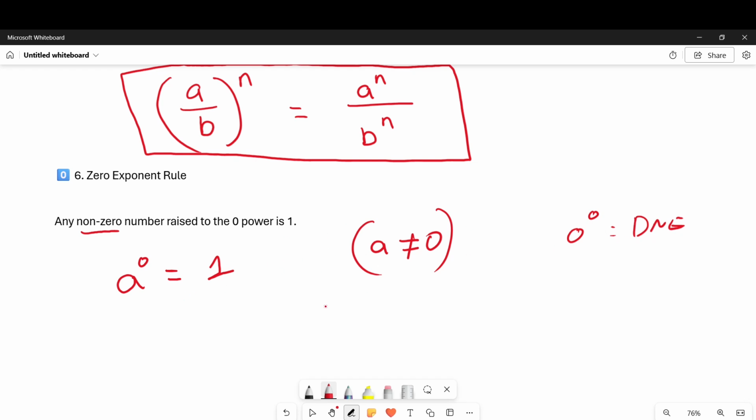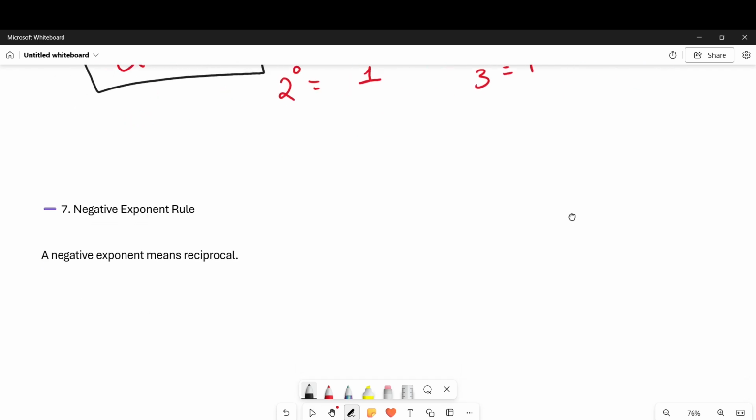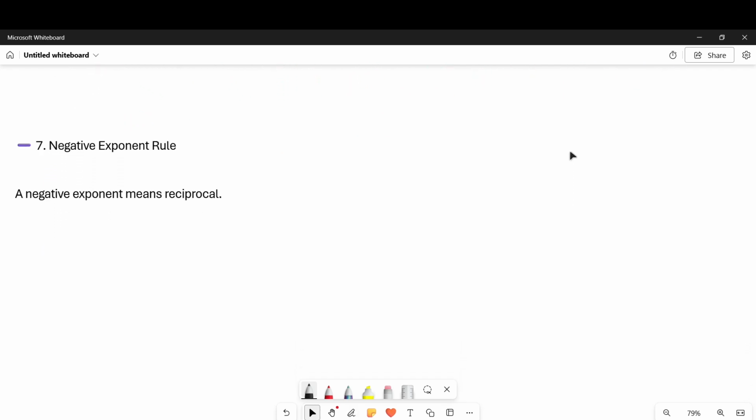Just think, for example, 2 to the power 0 is 1. 3 to the power 0 is 1. Any number raised to power 0, the value is 1. We can simply write 1. This is it. Okay, keep in mind this one, crucial thing. Let's go for negative exponent.